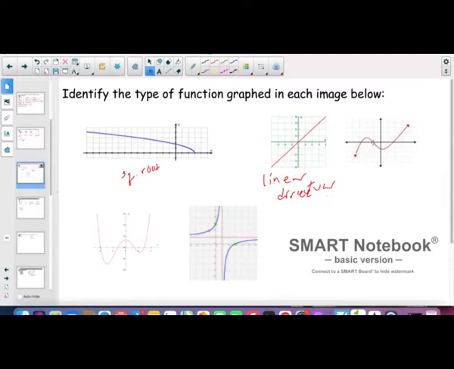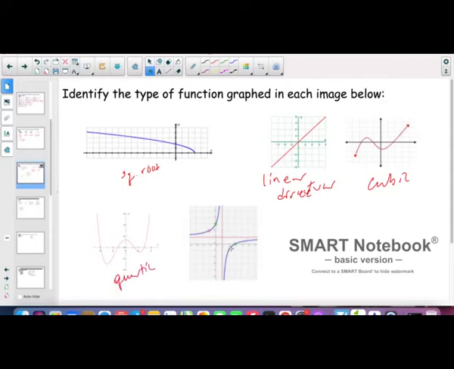This one has two curves. It's going in opposite directions, so that tells me it's got to be an odd exponent or to an odd power. This one is cubic. This has three curves. It's got to be an x to the fourth function. They're both going up, so that tells us it's an even power. So this one would be quartic.